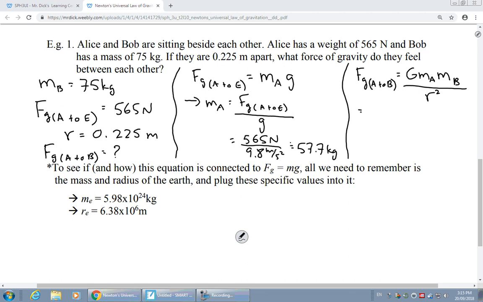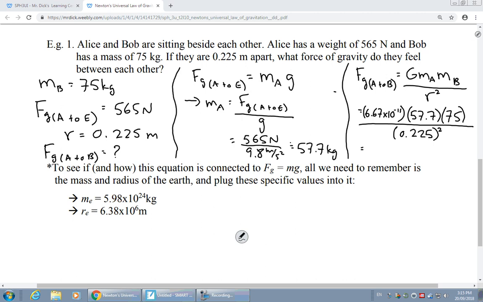I'm going to put my equal sign over here to give me a little more room to work. I've got 6.67 times 10 to the negative 11. For these longer calculations, I'm okay if you leave out the units. 57.7 kilograms was Alice's mass, and we know that Bob was 75 kilograms. We're going to divide all of that by 0.225 squared.